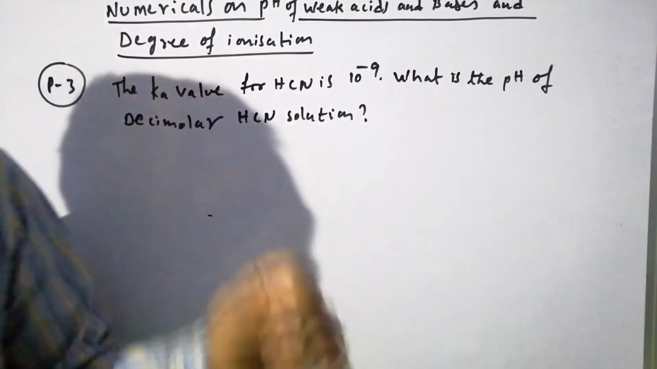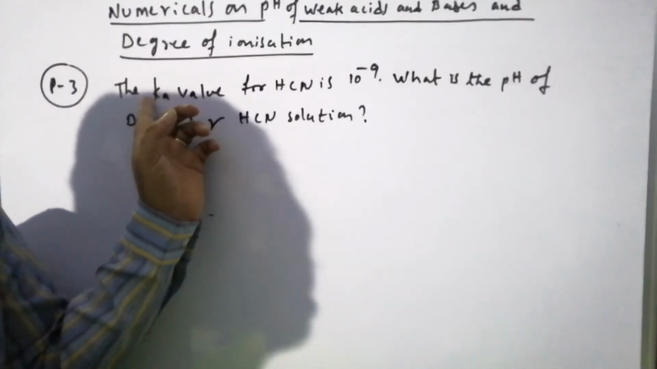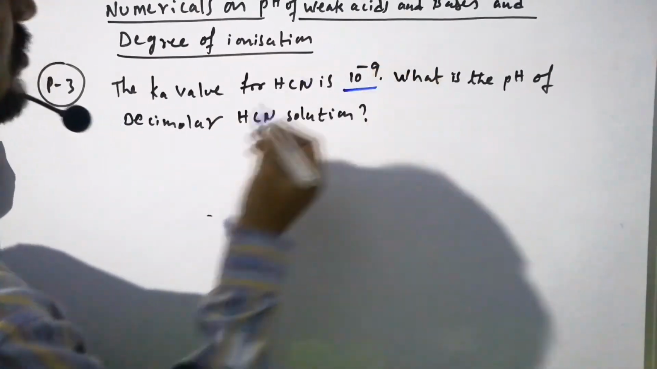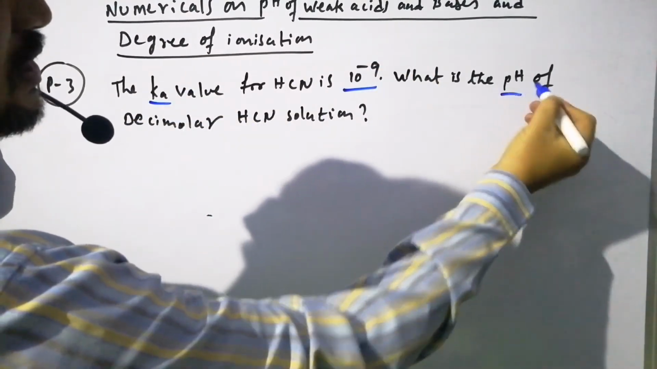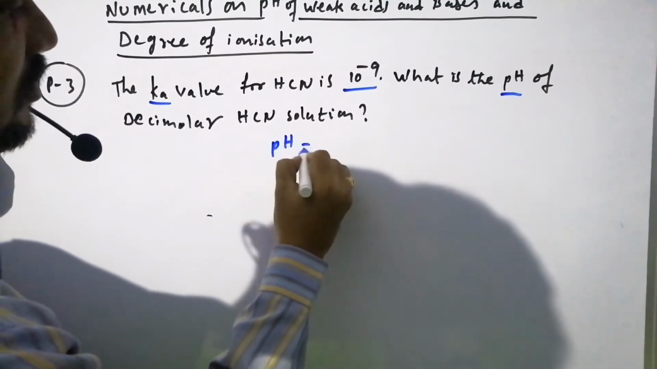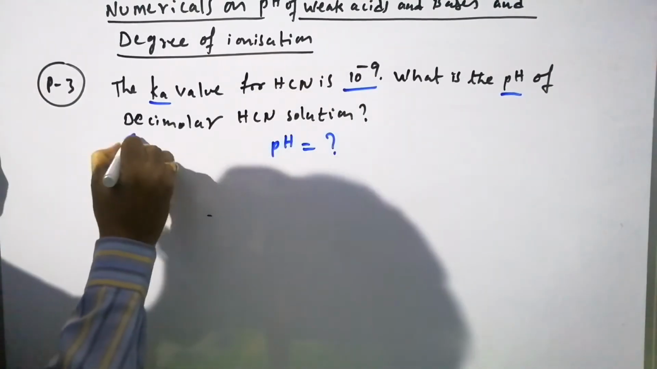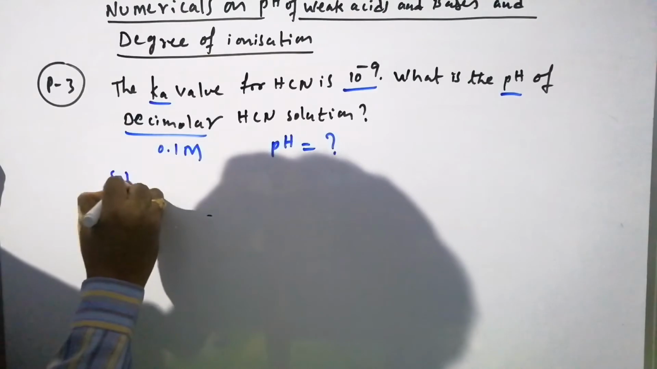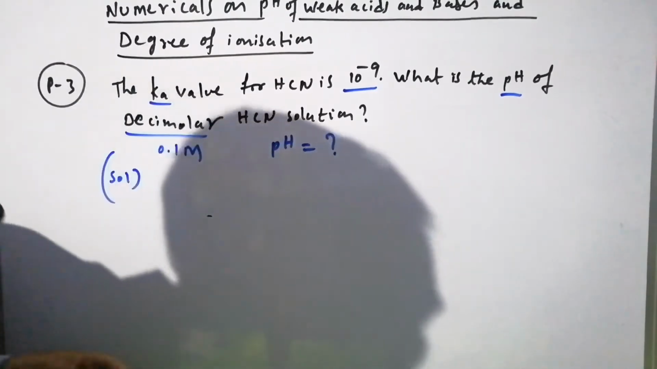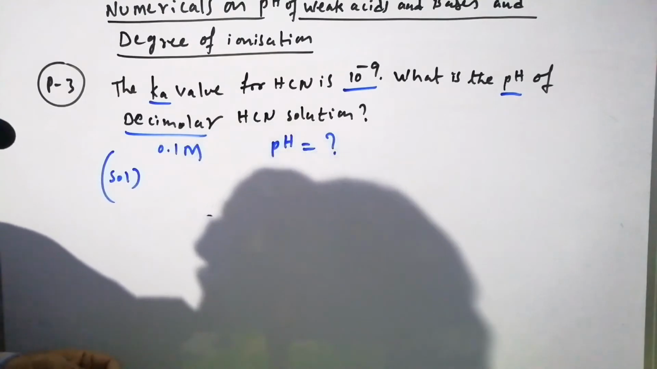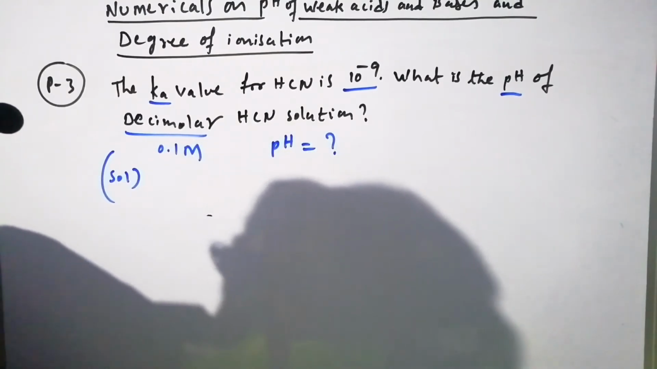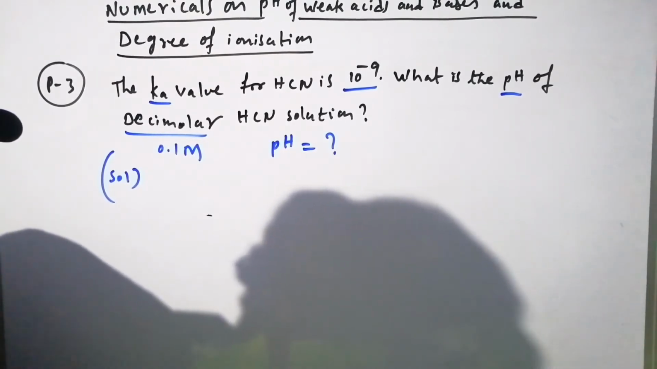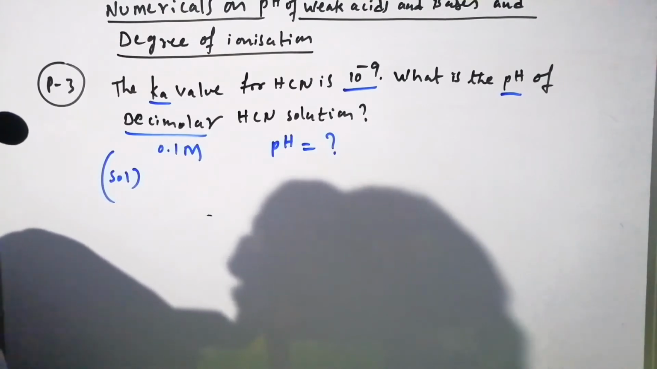Next, see students, next problem. The Ka value, means dissociation constant, of HCN is 10 power minus 9. What is the pH? That means pH value we should find out. Here decimolar means 0.1 molarity. Decimolar means 1 by 10 molarity, that is 0.1 molarity. By using dissociation constant, pH value we should find out. We want pH value, we want H plus concentration.